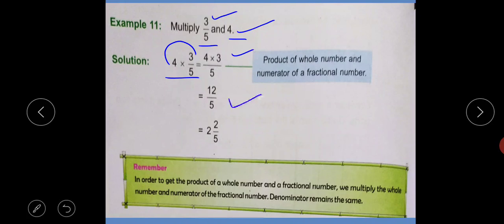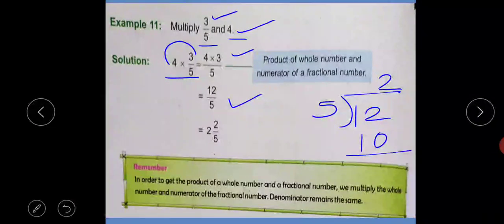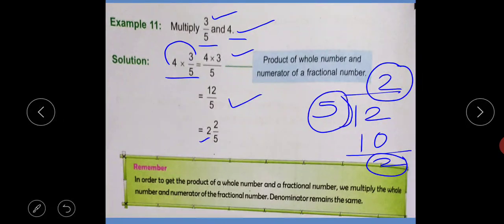Since 12 upon 5 is an improper fraction, we can convert this into a mixed number. So we divide 12 by 5. 5 2s are 10. Now you know this number is the whole number, so write 2. Then the proper fraction is 2 upon 5. So the mixed number is 2 and 2 upon 5.